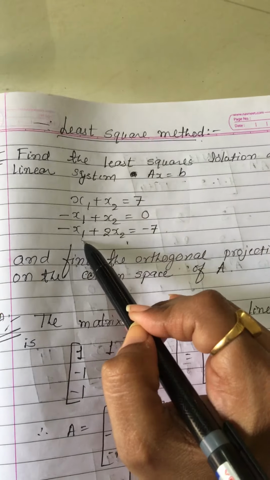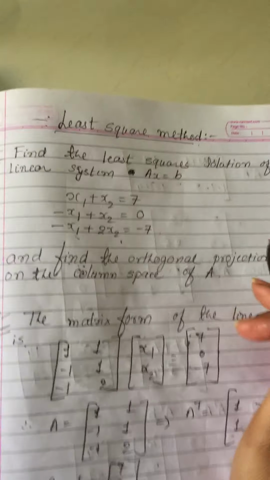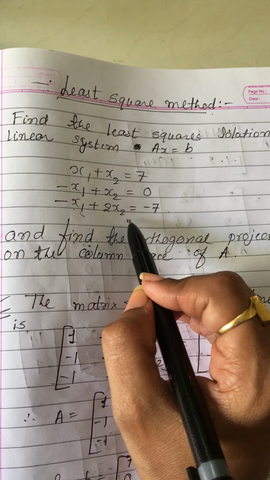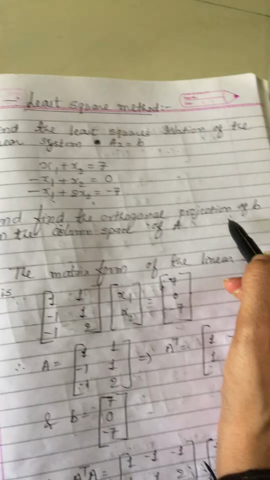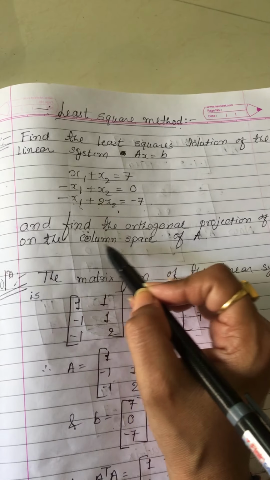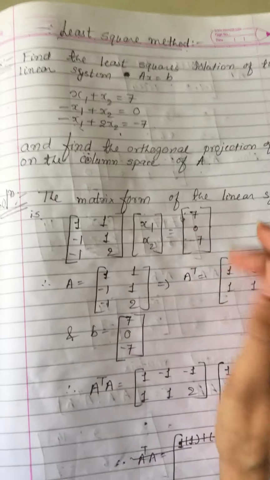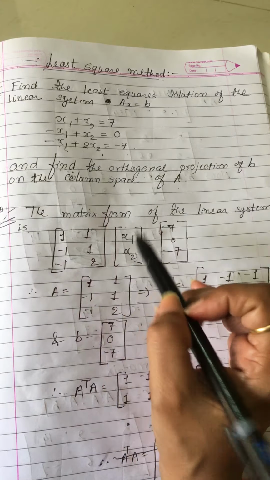is equal to b, which is already given in your example, that is x1 plus x2 is equal to 7 and minus x1 plus x2 is equal to 0, x1 plus 2x2 is equal to minus 7. Also in this example, find the orthogonal projection of b on the column space of A. Okay, so first of all you need to convert the system of equations into the matrix form.